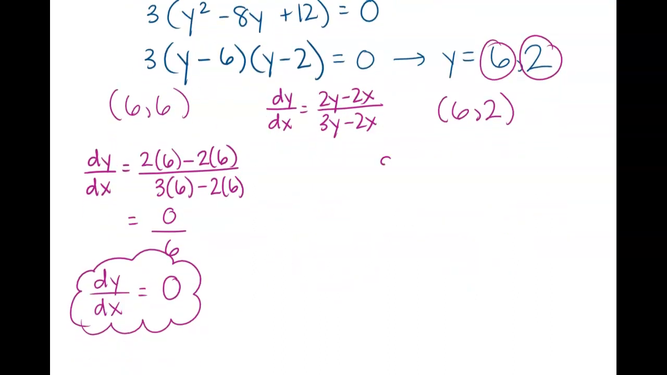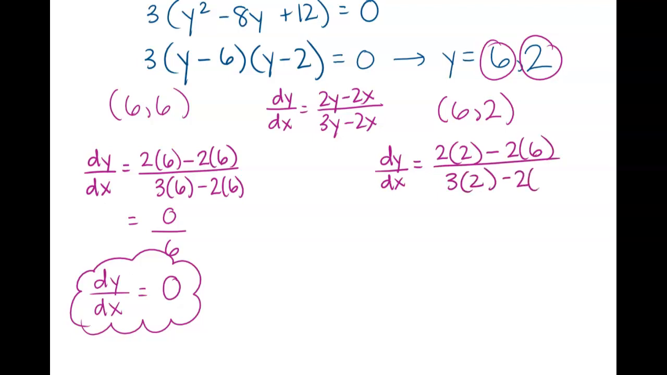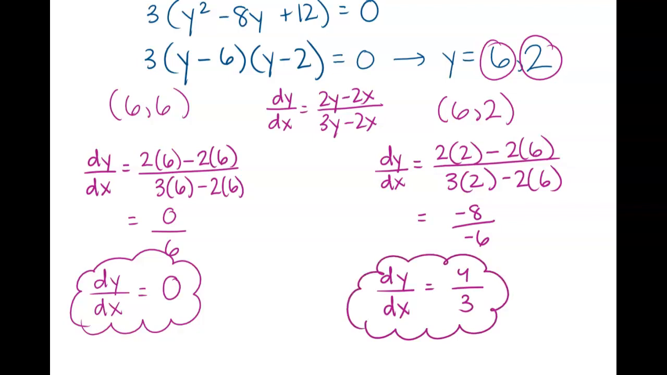For the point (6, 2), dy/dx will be 2 times 2 minus 2 times 6 over 3 times 2 minus 2 times 6. The numerator is 4 minus 12, which is negative 8. The denominator is 6 minus 12, which is negative 6. So the slope of the tangent line at the point (6, 2) is 4/3. So these are both of the derivatives or slopes of the tangent lines when x equals 6.